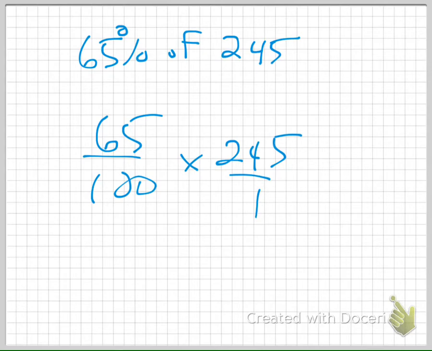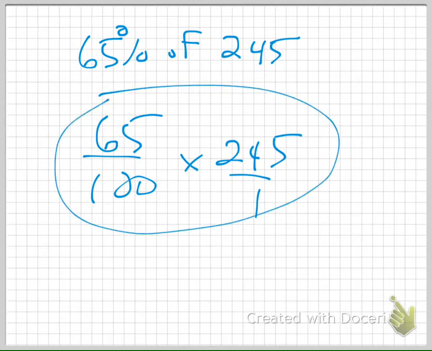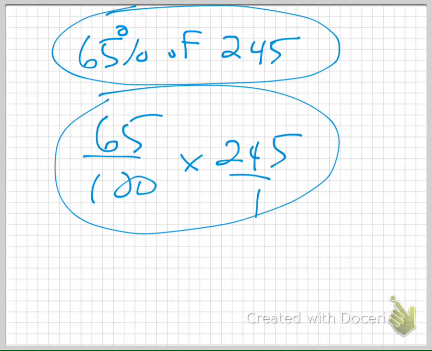If I were to allow you to use a calculator, you wouldn't need to do this. What would you do to do 65%? How would you write that as a decimal? You would move the decimal, so it'd be 0.65, and you'd go times 245. It would get you there, right?